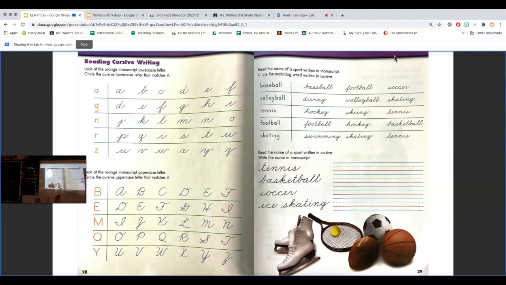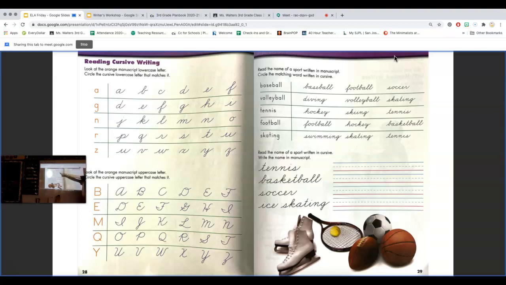Read the name of a sport written in manuscript. Then circle the matching word written in cursive. So this one says baseball. Football. Do you guys think it's the first one, second, or third? First. It says baseball, football, and soccer. Baseball, football, and soccer. Nice, Jaden. You can read cursive.